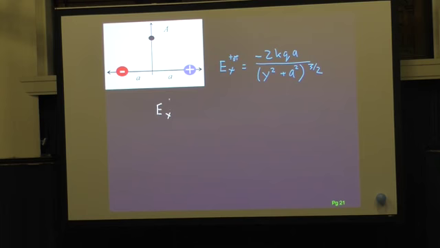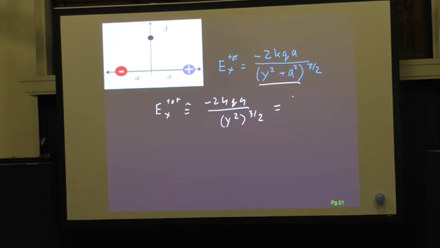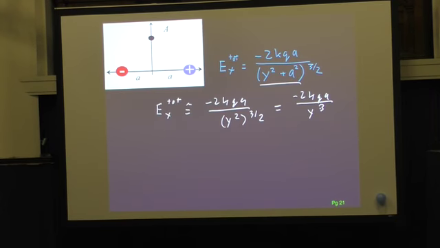So E, the total, if y is much, much bigger than a, then downstairs what I have is y squared to the 3/2 power. This would be approximate. Y squared to the 3/2 power is going to be y cubed. So we get 2kqa over y cubed. And this is important because, in general, the dipole is going to go like y cubed for large distances.